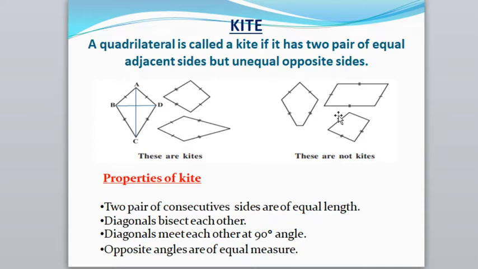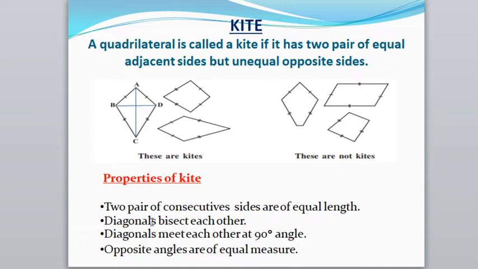Then in the third figure three sides are adjacent and they are equal, but we want only a pair of adjacent sides, and a pair means only two sides should be equal, but here 3 are given. It means these are not kites. Then what are the properties of a kite? The first is that two pairs of consecutive sides are of equal length. Consecutive means nothing but adjacent. So here two pairs of consecutive sides are of equal length.